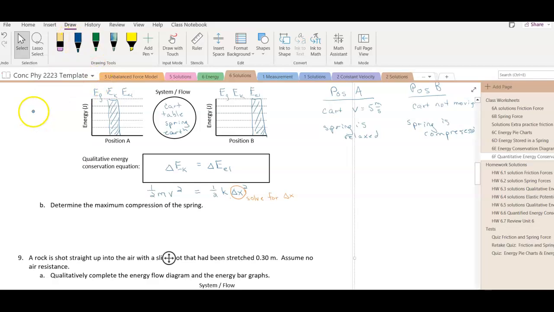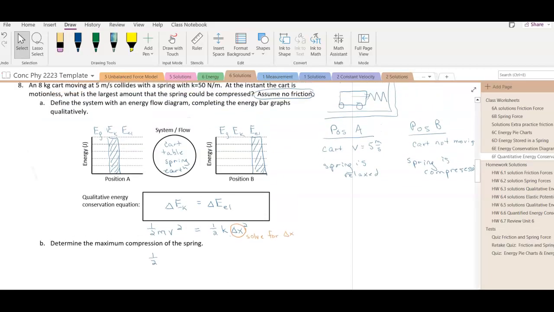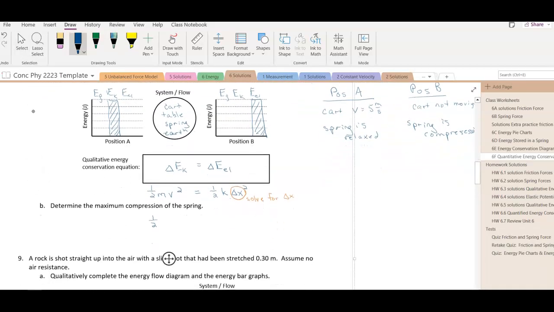I should have enough information to plug in the mass and the velocity and the K. And as I plug in, I'm going to make sure that everything is in standard units. So they gave me the mass of the cart. It's 8 kilograms, okay? Kilograms is a standard unit. The velocity is 5 meters per second. Again, I don't have to convert it. Meters per second is a standard unit. Remember to square the velocity.